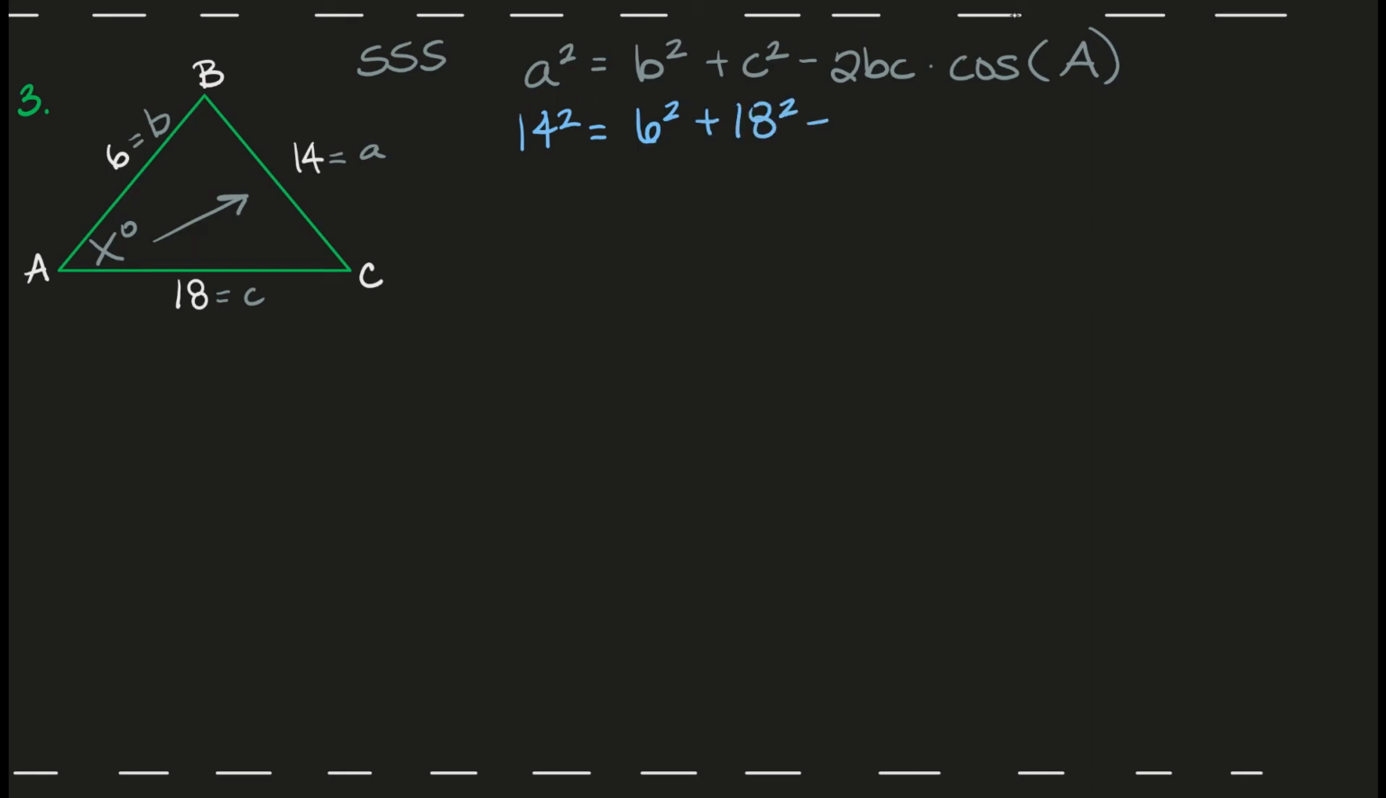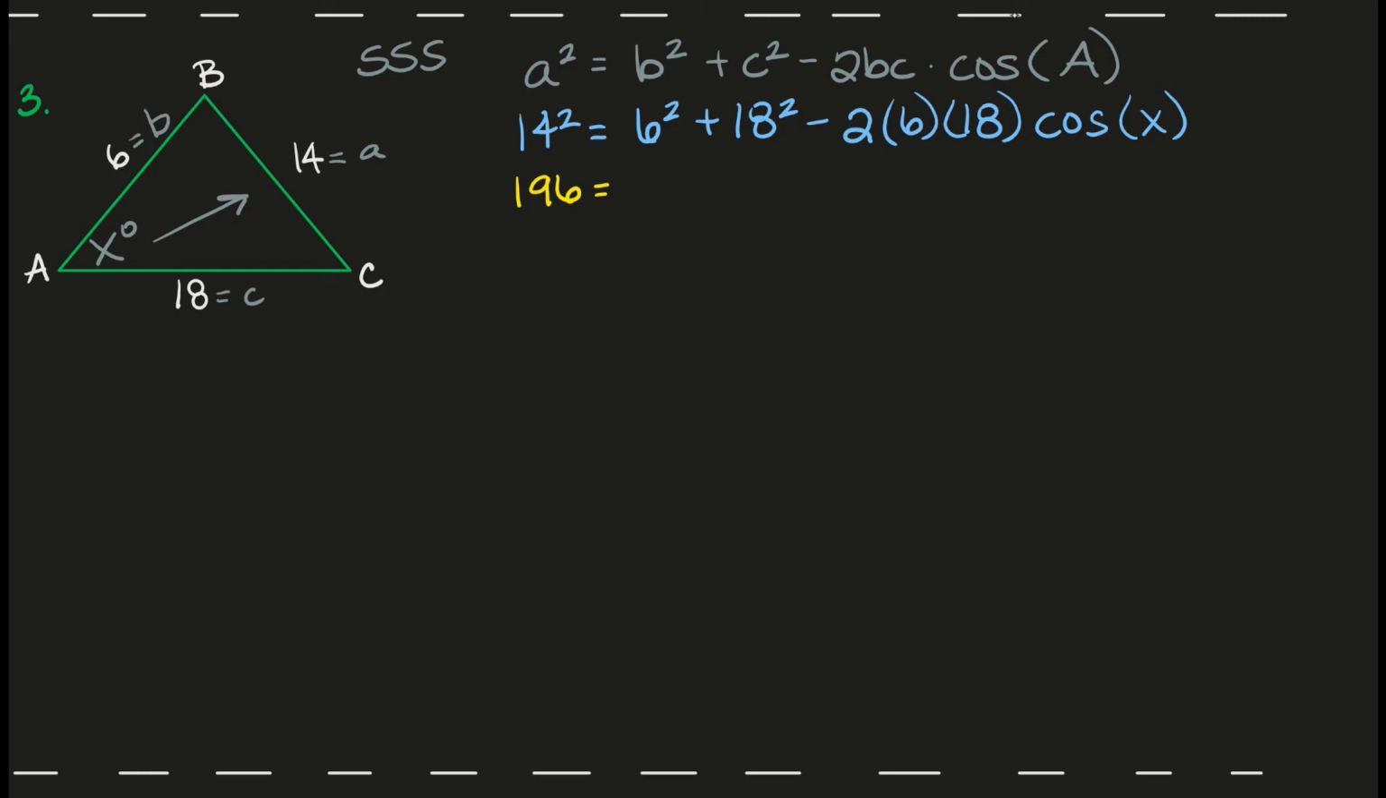So let's go ahead and plug this in. We have 14 squared equals 6 squared plus 18 squared minus 2 times 6 times 18 times the cosine of angle A. So here we want to isolate cosine x. So that means all of these other numbers, they need to be moved over to the left-hand side of the equal sign. So what I'm going to do is I'm going to go ahead and square, add, and multiply these numbers out. The numbers will be larger, but the problem itself will look simpler.